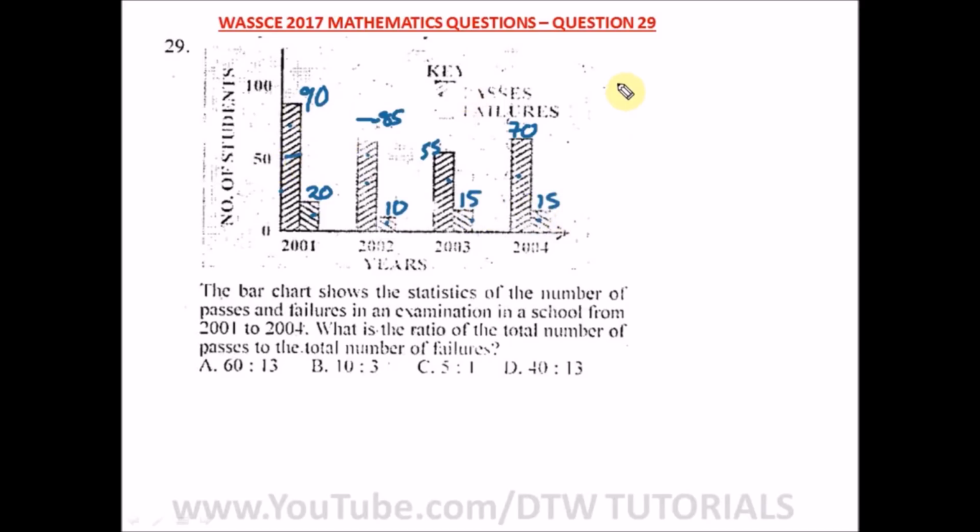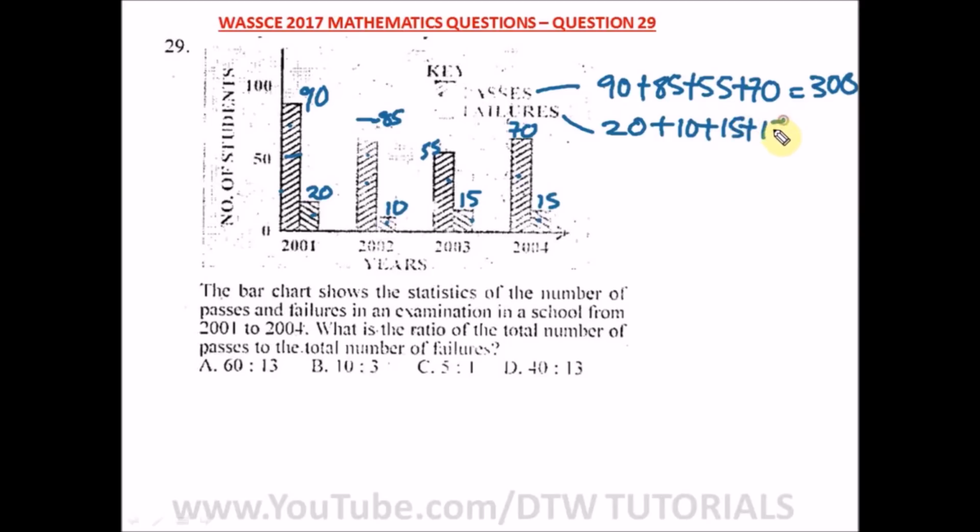So when we add this up, we have 90 plus 85 plus 55 plus 70. This will give us 300. That's for our passes. And for failures, we have 20 plus 10 plus 15 plus 15, and we have 60. So the ratio of passes to the total number of failures is 300 over 60. When we cancel out, we have 5 over 1, which is 5:1. And our right option here is option C.